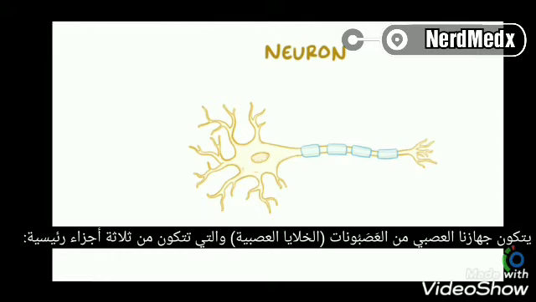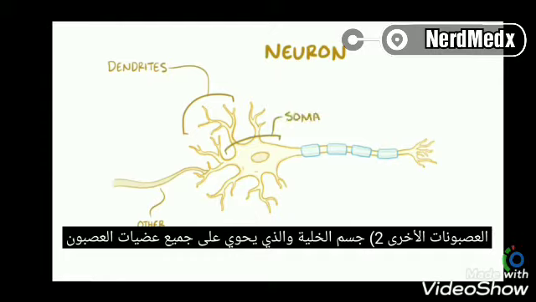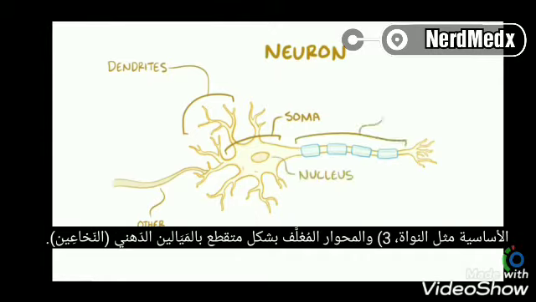And they're made up of three main parts. The dendrites, which are little branches off the neuron that receive signals from other neurons. The soma, or cell body, which has all the neuron's main organelles like the nucleus. And the axon, which is intermittently wrapped in fatty myelin.